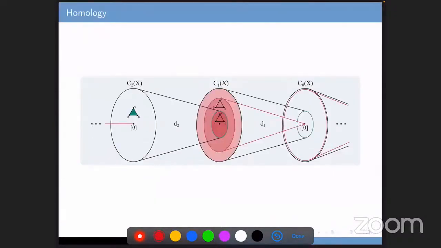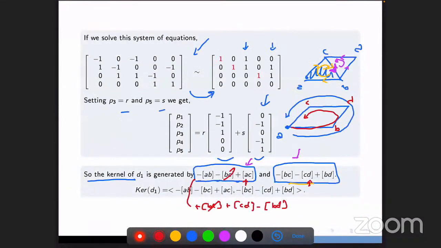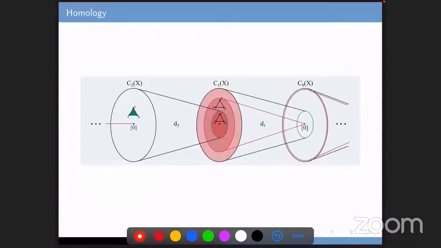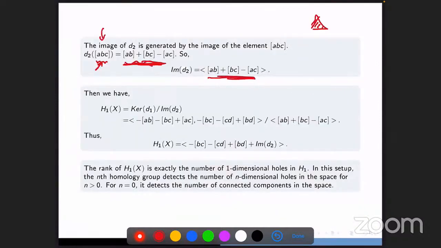Okay, so the kernel is generated by these two elements. These two elements, and next one, the image of D2. This D2 maps this two simplex to its boundary, as we mentioned, right? So this is the only generator of this C2. Then I can just keep track of this generator under this homomorphism, and this will give me the idea about any elements that is generated by this one, because it's a homomorphism. So this element is getting mapped to this one, and image D2 will be generated by this element.